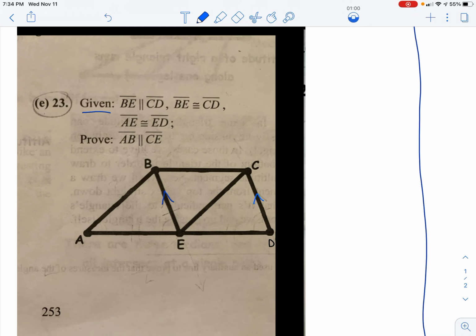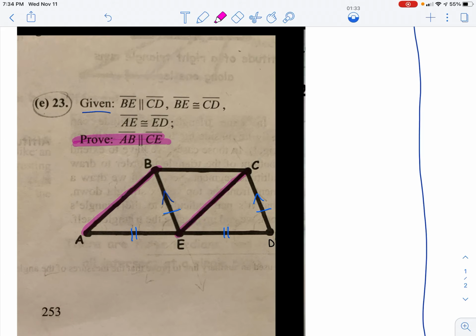And what else? BE is also congruent to CD, so we'll go ahead and mark those with a little tick mark like that. And then AE is congruent to ED. AE is congruent to ED. Okay, and what we're trying to prove is that AB is parallel to CE. So let's just mark those. So AB is parallel to CE. That's what we're trying to prove, okay?